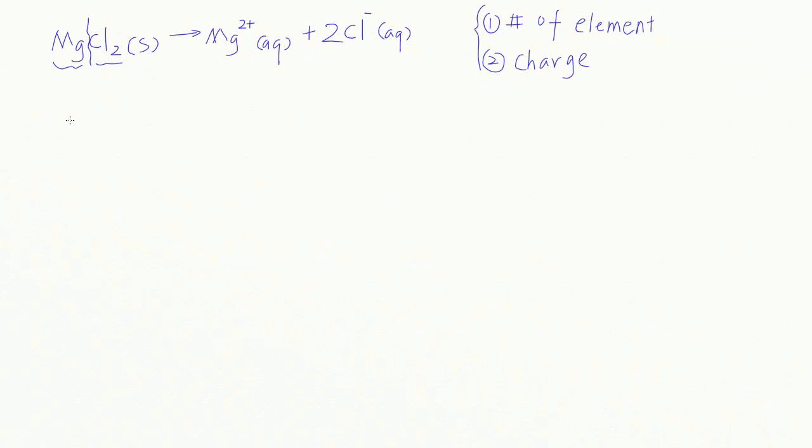Let's see one more example. How about potassium phosphate? You have a formula like this. Again, this is a metal part and this is a non-metal part. The non-metal part is a polyatomic ion, so you just take them apart. Before dissociation, it's solid. Now you have potassium in aqueous solution, and you have phosphate, PO4 3-.